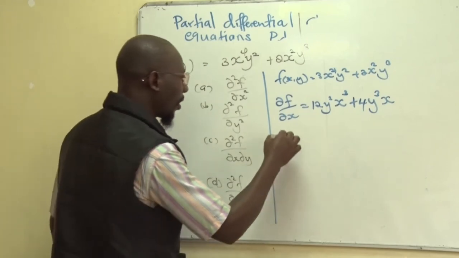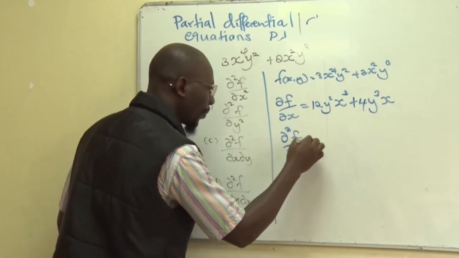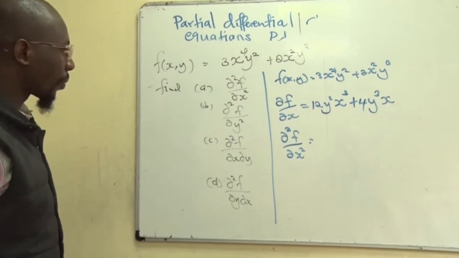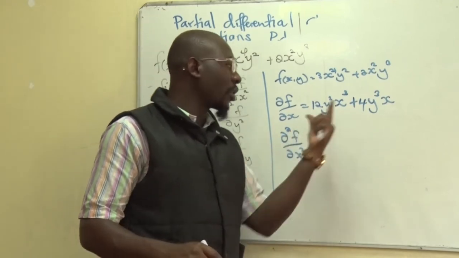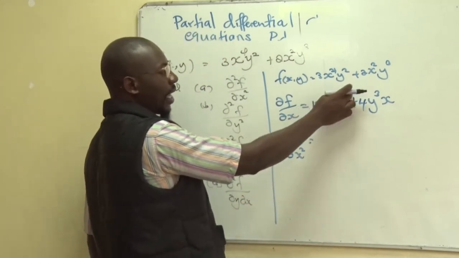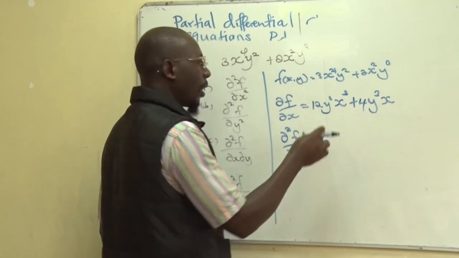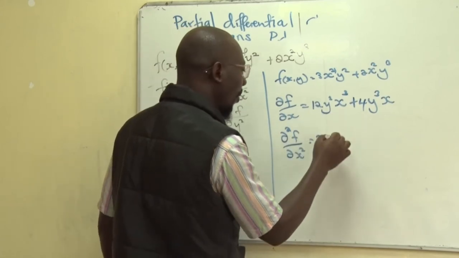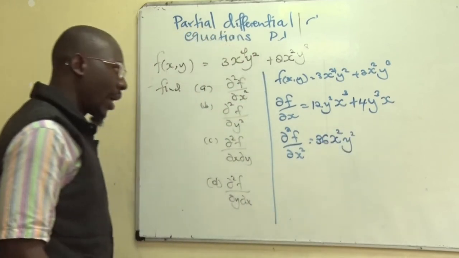Then the second derivative, that is d squared of f over dx squared. This one shall be, you differentiate this function again with respect to x. So the power of x here is 3. You multiply by 12, you get 36. Then the power of x reduces by 1, it becomes x squared. Y is a constant, it still remains y squared.